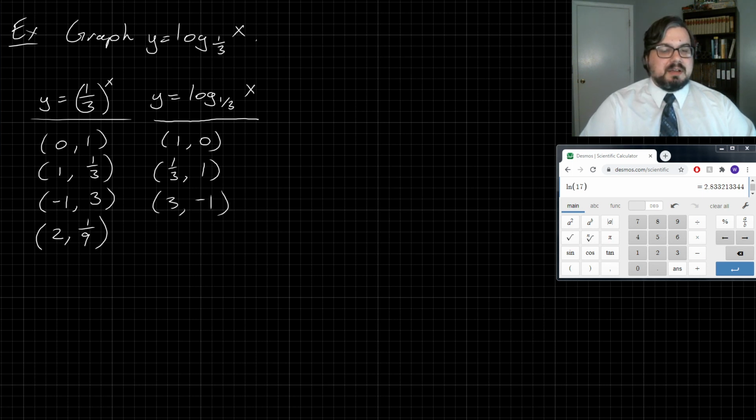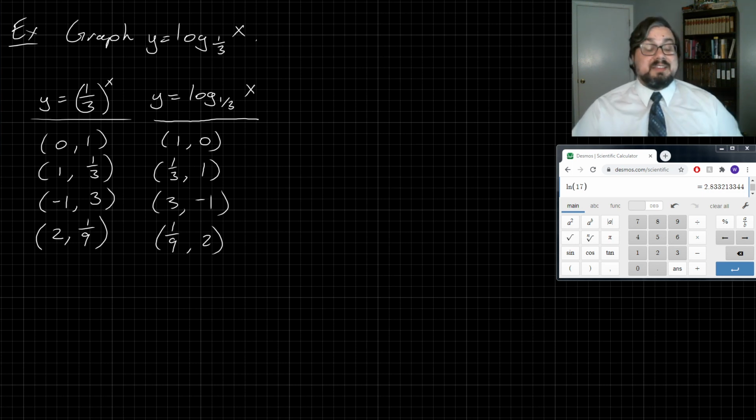And then for log base 1/3 of x, the points on this graph are all reverses of the points on the exponential. So it includes the points (1, 0), (1/3, 1), (3, -1), and (1/9, 2).